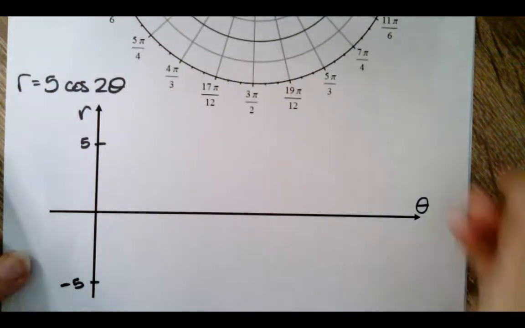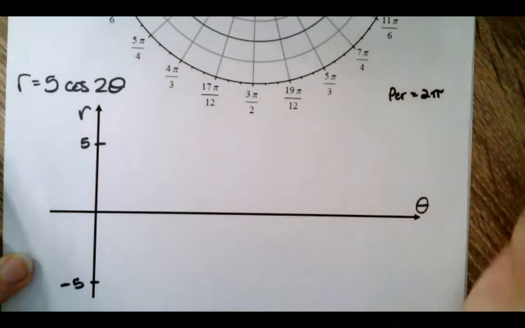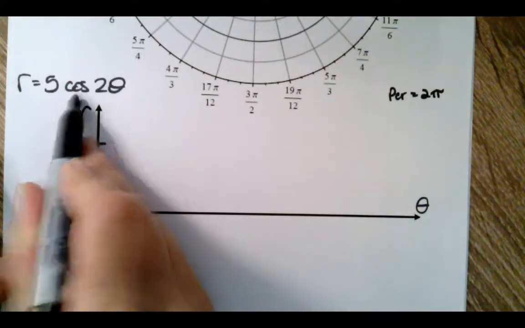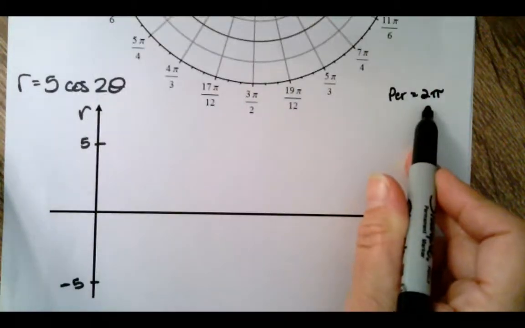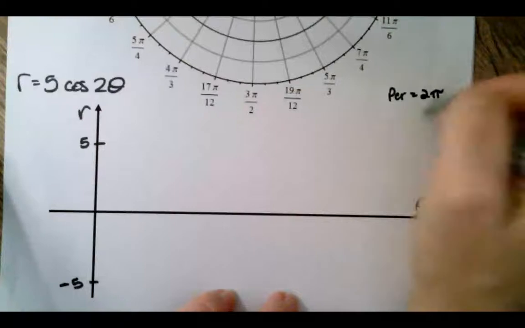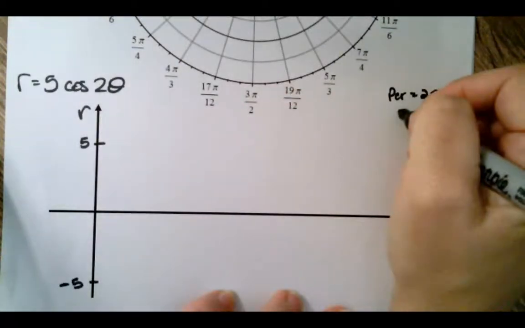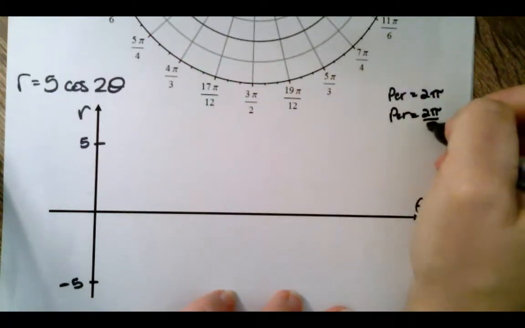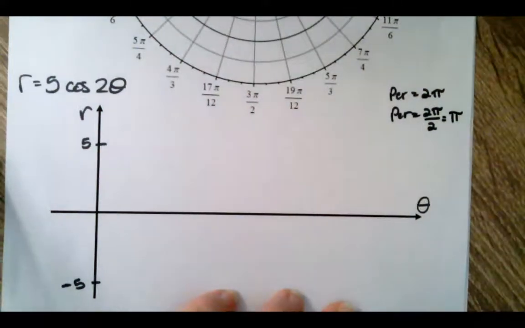A normal period is equal to 2 pi, meaning that it takes 2 pi for us to complete one full cycle of cosine. If I have a 2 on the theta, that means in the normal period, I'm going to complete 2 cycles. So the 2 is a b value. My new period is going to be 2 pi divided by that b value of 2, which of course would just be pi.